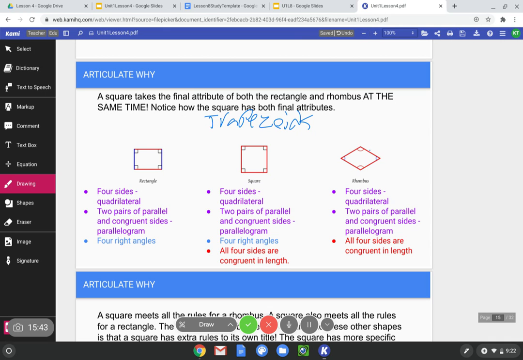So if you put the rectangle and rhombus together, like if you took their final attributes, the blue one and the red one, look, the square has those. The square has 4 right angles and all 4 sides are the same length.